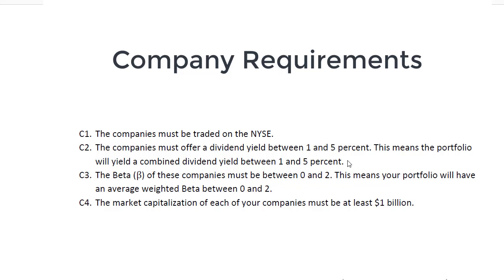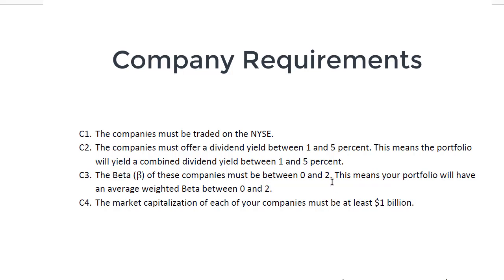Remember, we have several requirements that we need to have on our companies. The companies must be traded on the New York Stock Exchange. They must offer a dividend yield between 1 and 5%. The beta must be between 0 and 2. And the market capitalization of each of the companies must be at least $1 billion.